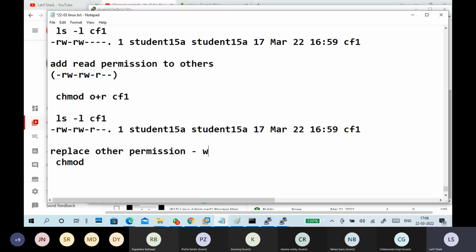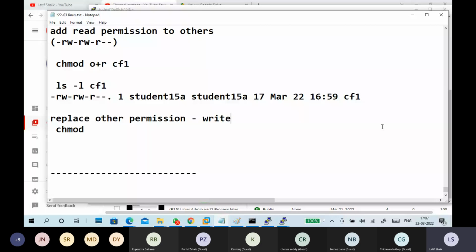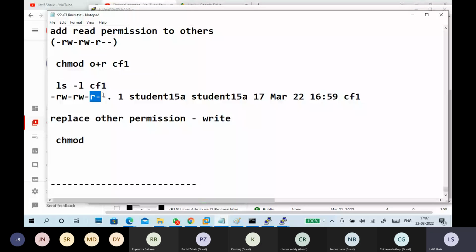Right. Okay. Replace means whatever permissions they currently have. Usually it doesn't look much bigger, but it is replace. So currently others have read. Okay, so you are replacing this entire permission with other permissions. Like that, others will change. So o=w, o=w.